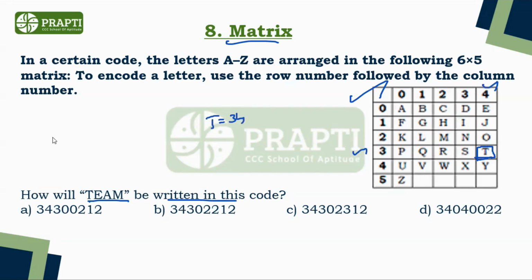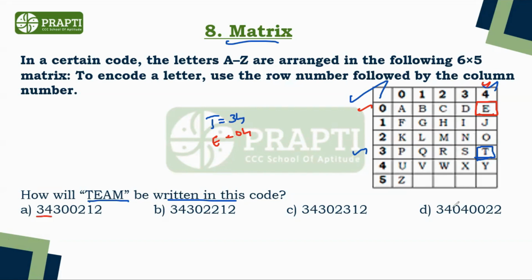In the same way, E. For E, where is it? E is present in the zeroth row, fourth column. So E is for 04. We just look into the options. See, always give preference to option verification so that it will save your time. Got it? So just see, first I have got 34.